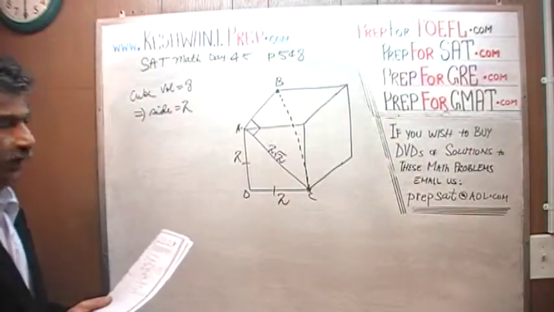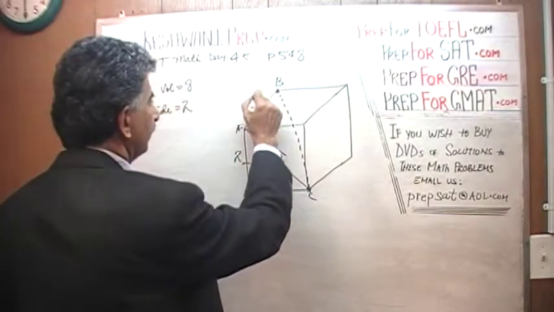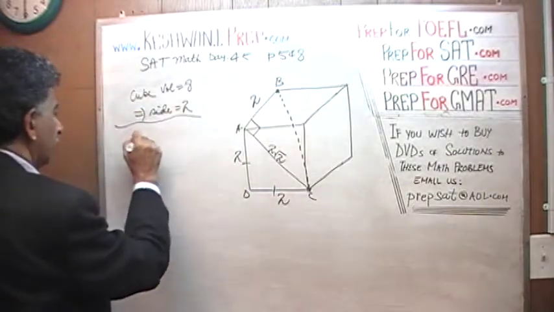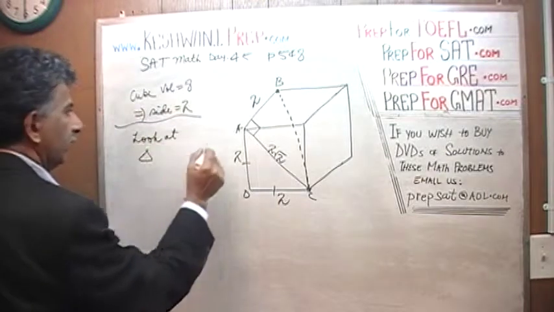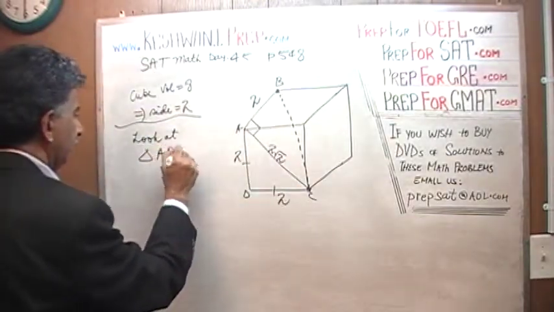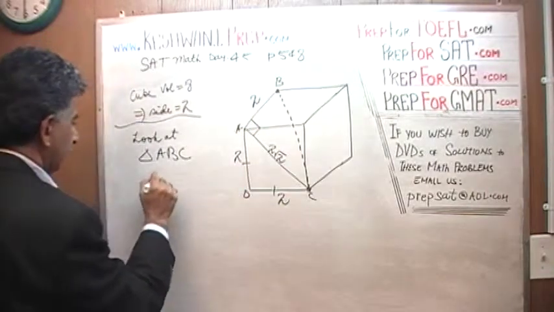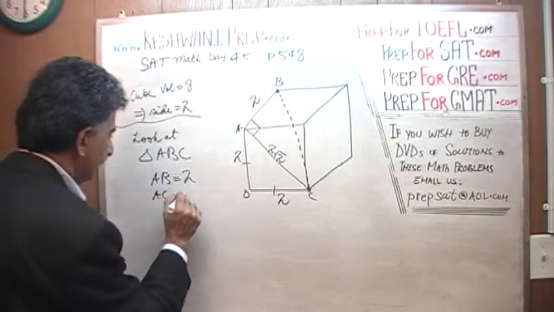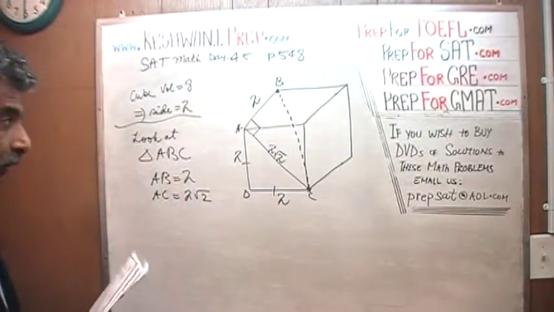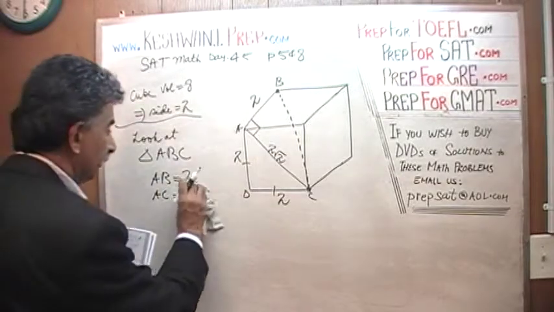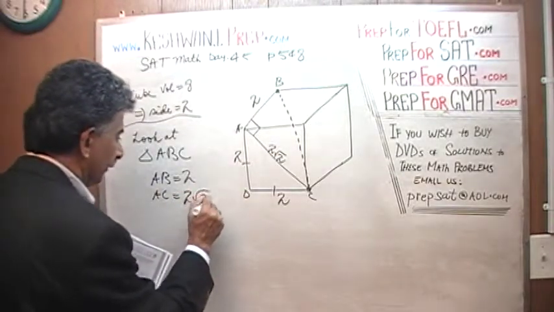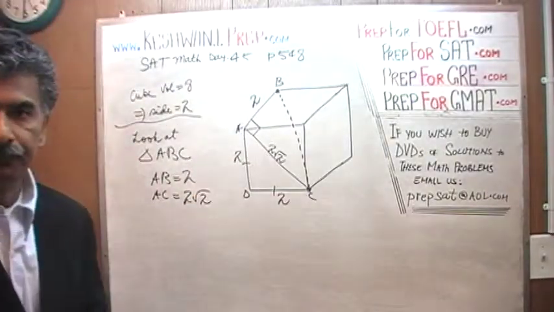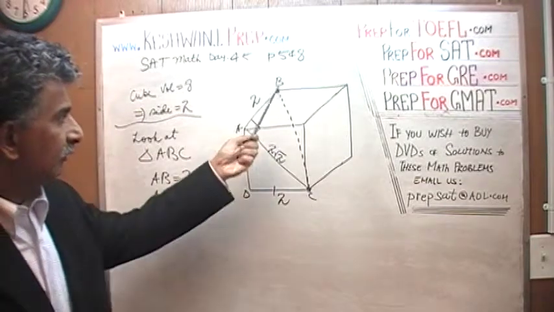So now we have A to C. We also know that A to B is 2, because that's one side of the cube. Now I want you to look at triangle ABC. In triangle ABC, A to B is 2, and A to C is 2 times root 2. We just found that too. Those are the two legs of the triangle. It is a right-angle triangle. It makes a 90-degree angle here. Therefore, B to C is our hypotenuse.